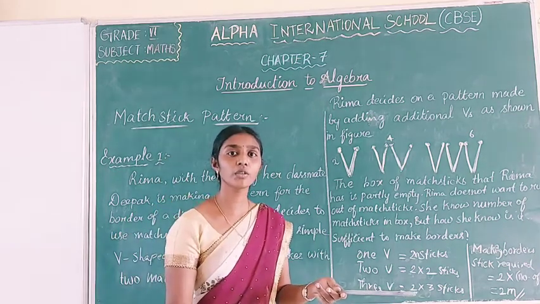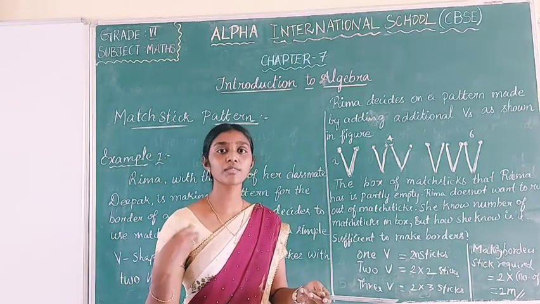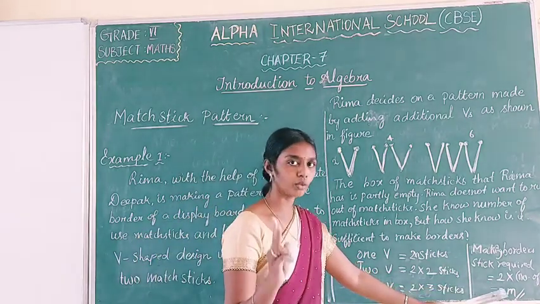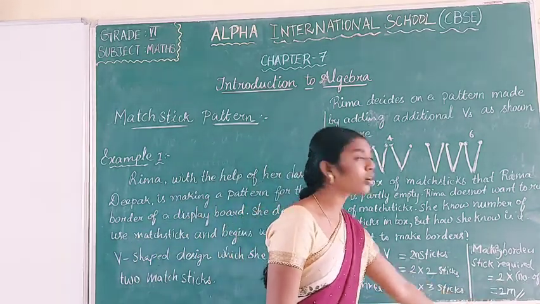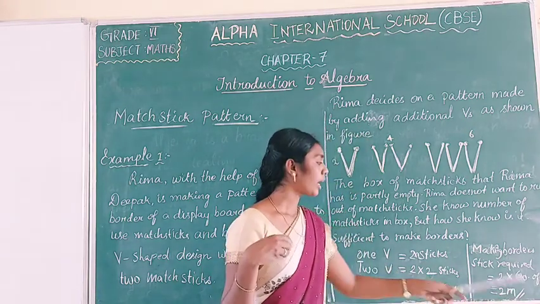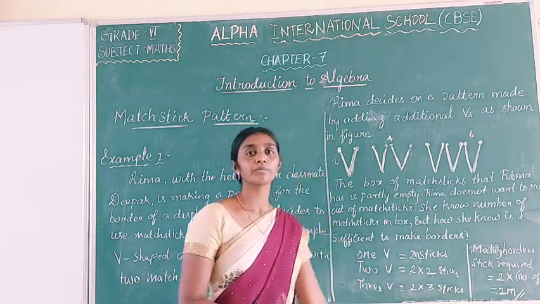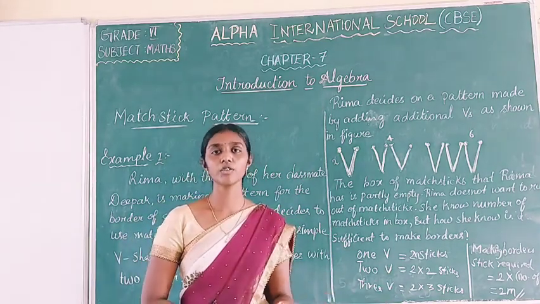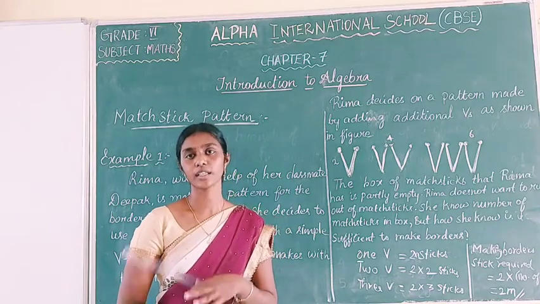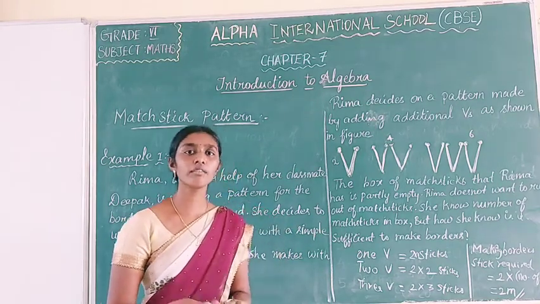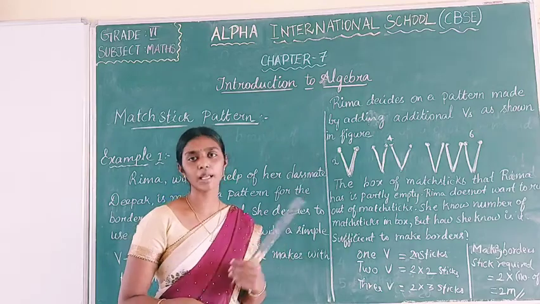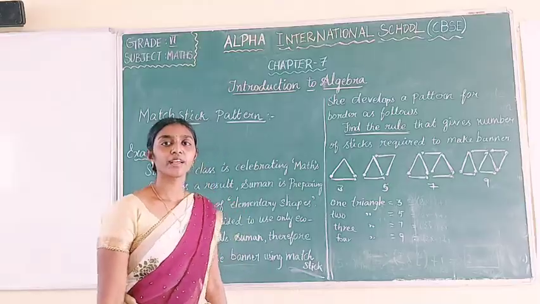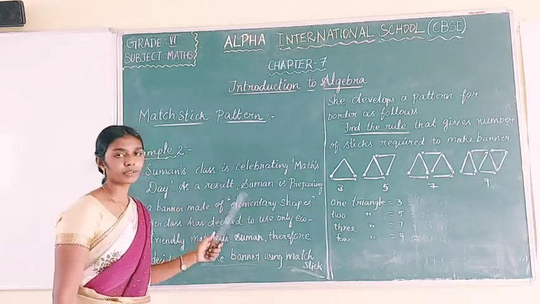So where the numbers are varying, only there do we use the variable, no? So 2 is constant, I kept the 2 as it is, and multiplied by the number of V's. The number of V's is varying, so I am giving it the name M. What variable did I use there? M. We can use any variable from A to Z. That doesn't matter, but in this case, I am using the variable M. Clear, students? Okay, next we are going to see example 2.